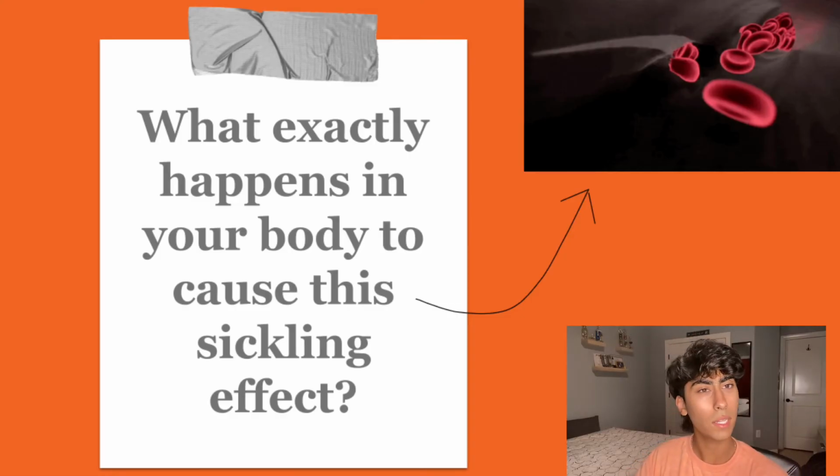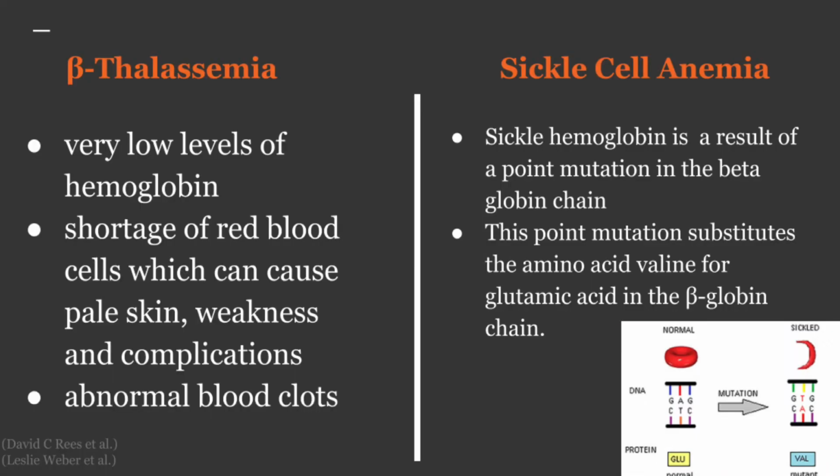Okay, so what exactly happens in your body to cause this sickling effect? Beta hemoglobinopathies are severe anemias characterized by abnormal or reduced amounts of hemoglobin beta chains. Sickle cell disease and beta thalassemia are by far the most common monogenic disorders, as people who inherit beta thalassemia produce very low levels of hemoglobin, which in turn leads to a lack of oxygen in many parts of the body. Affected individuals also have a shortage of red blood cells, which can cause pale skin, weakness, and complications.